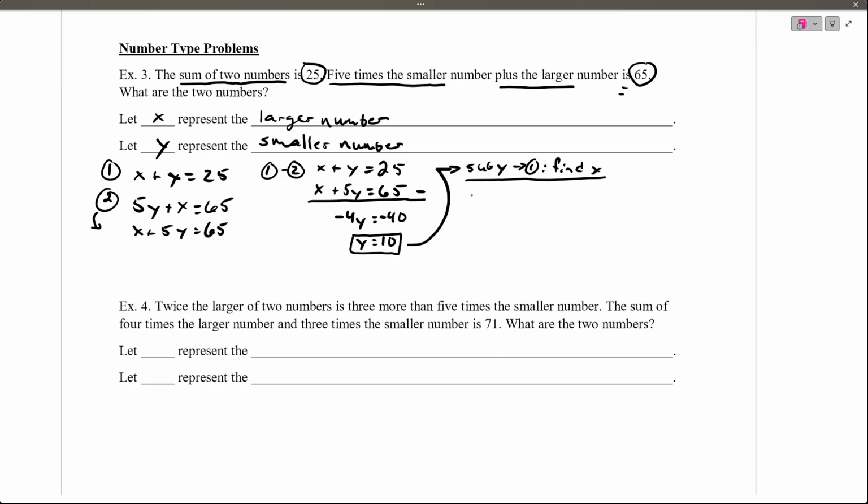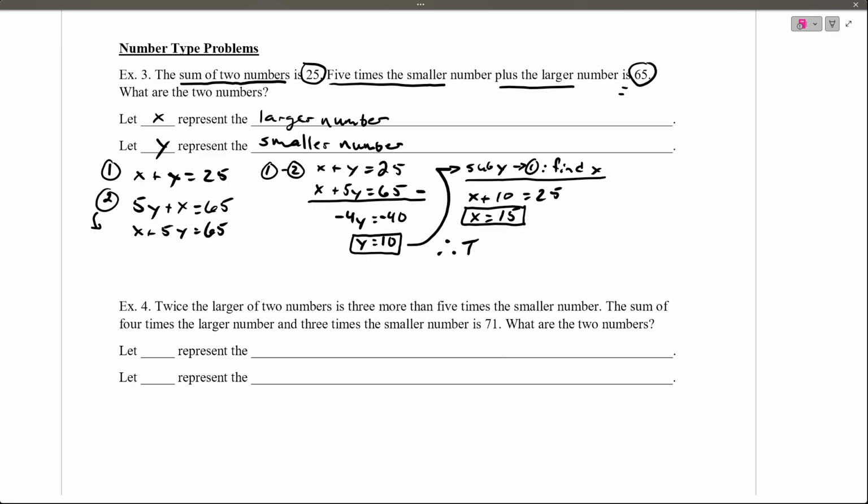Okay, so we have x plus y, which is 10, is equal to 25. Bring the 10 over to the other side, so x is just equal to 15. And that's it for the math. We just need to give a final statement. So therefore, we got to answer the original problem. What are the two numbers?